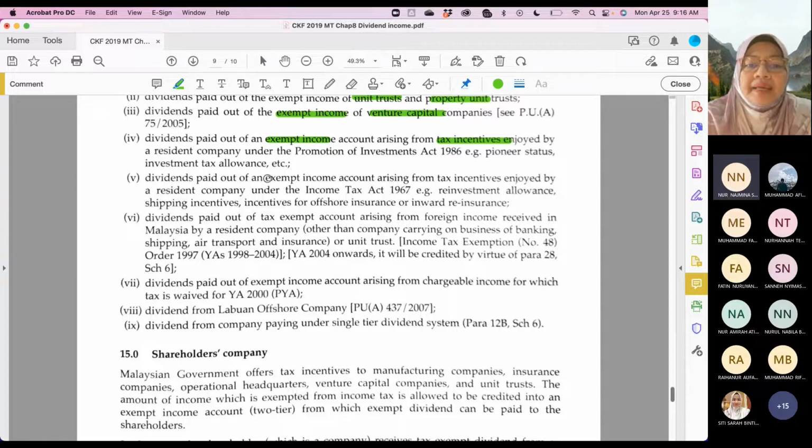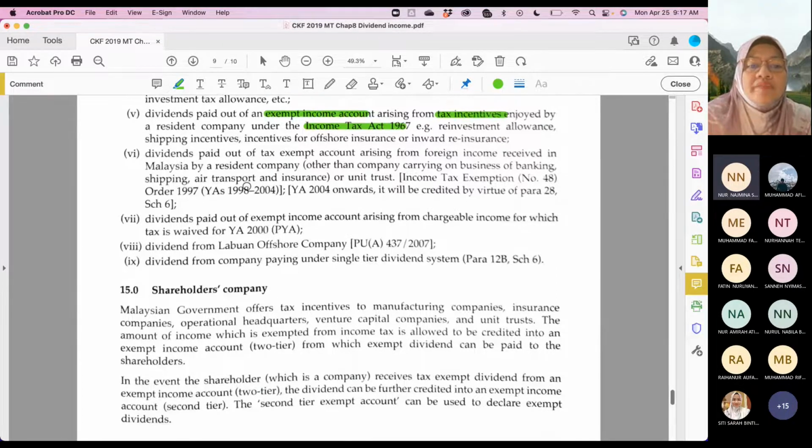Again, exempt income account arises from tax incentive. So this one is another tax incentive. Here we have the pioneer status, which is under the Promotion of Investment Act. And we also have tax incentives under the Income Tax Act. For example, we have the reinvestment allowance, shipping incentive, incentive for offshore insurance. So there are a lot of incentives given to companies actually. Whenever the company goes under tax incentive, the income is exempted, and whenever you have exempt income, it goes into the exempt account, and then you can pay out exempt dividend.